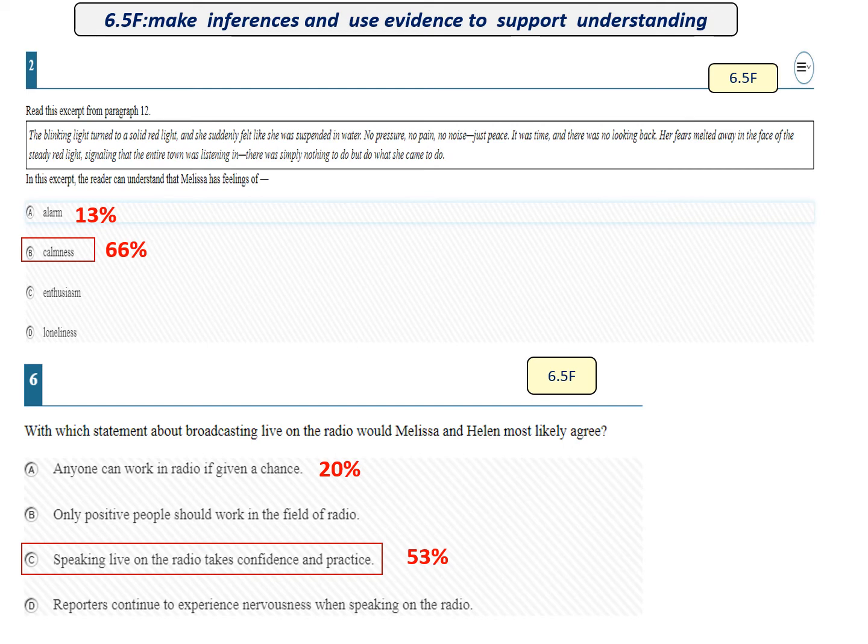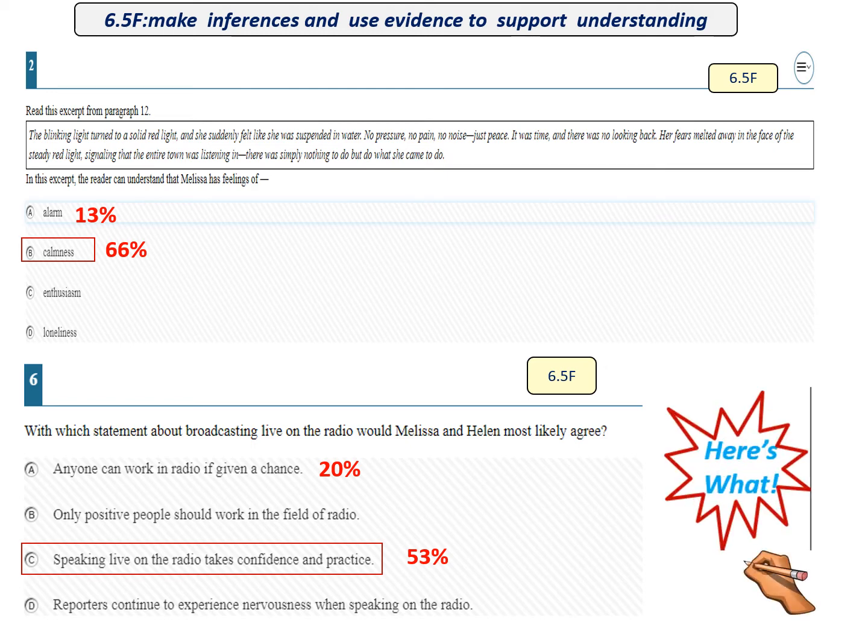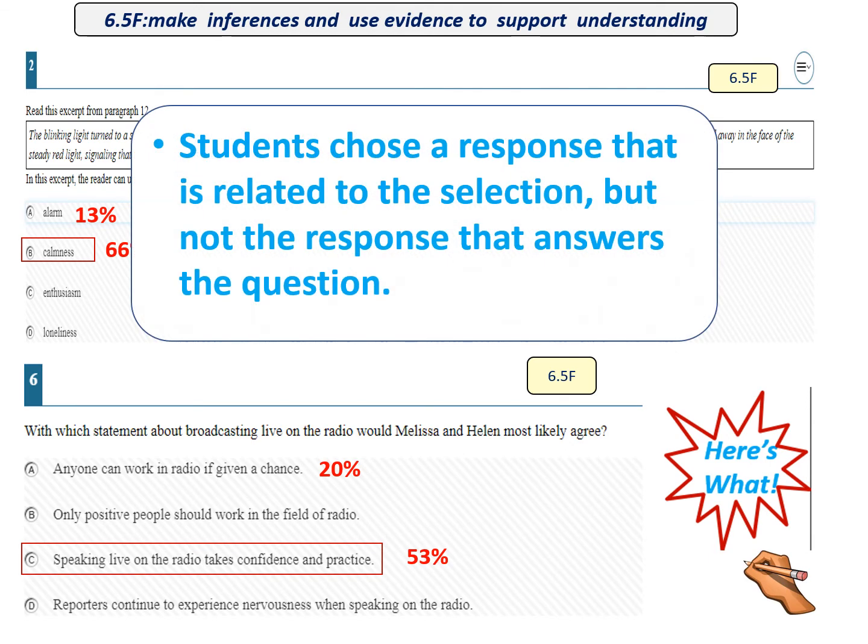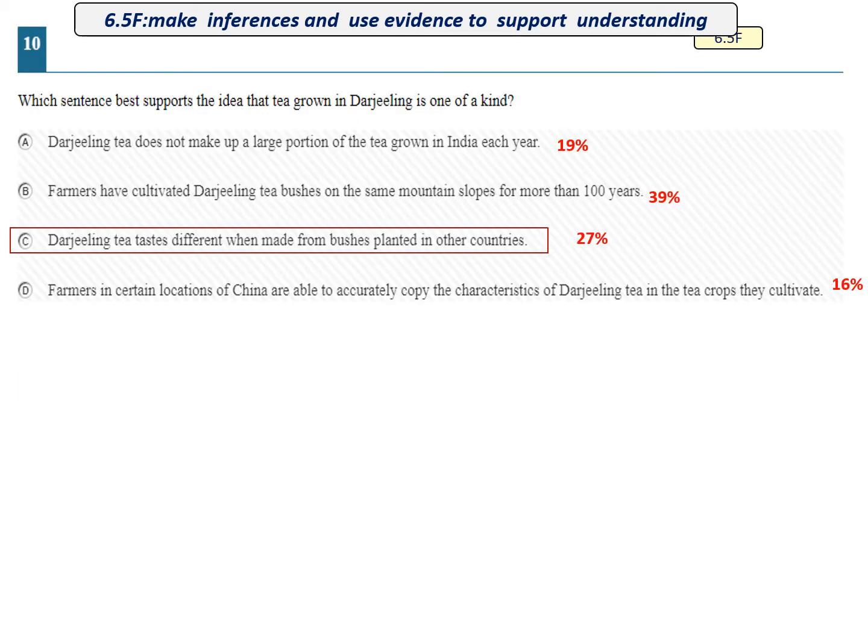But 20% of students were distracted by choice A, "Anyone can work in radio if given a chance." Although choice A can be true, ladies and gentlemen, it does not connect back to what the question is asking. The key word here is broadcasting live. So here's what: students chose a response that is related to the selection, but not the response that answers the question.